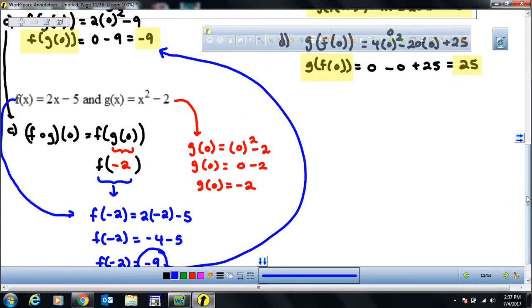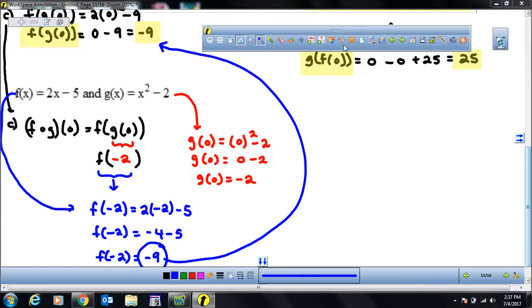We can do the exact same thing to find g of f. First we need to substitute the 0 into the function f, and whatever that answer gives us, we need to substitute into the function g, and that should give us also a 25.